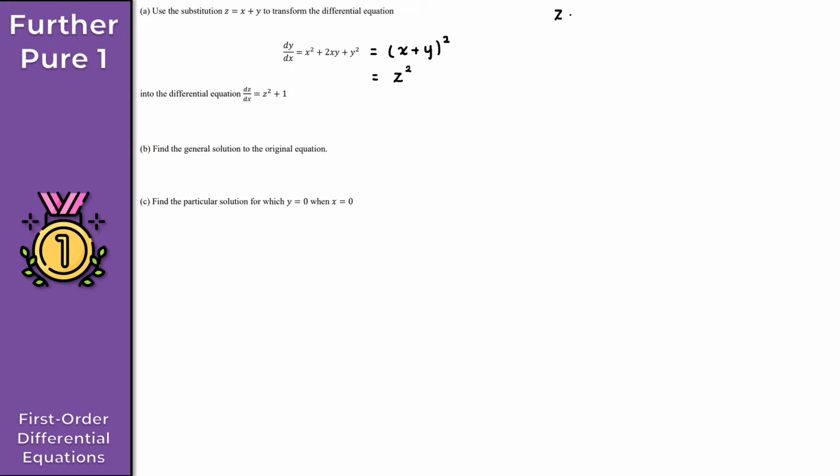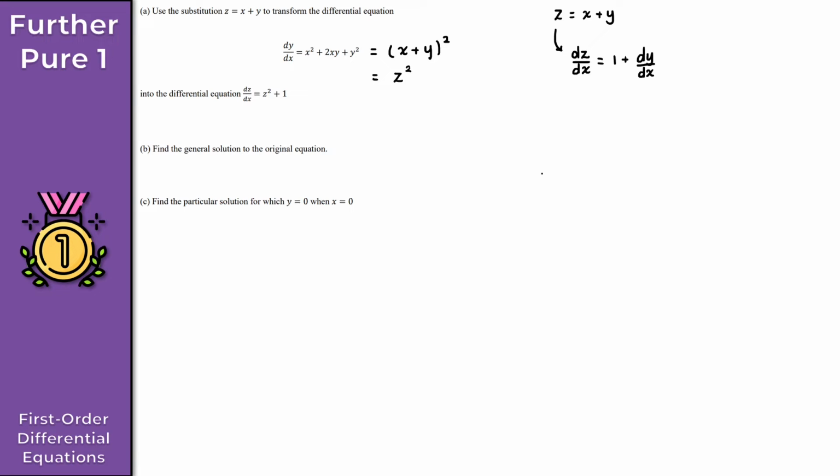Let's also consider the original substitution, z is equal to x plus y. Now we want dz by dx, so let's differentiate z with respect to x. If we do that, we get dz by dx is equal to 1 plus dy by dx.